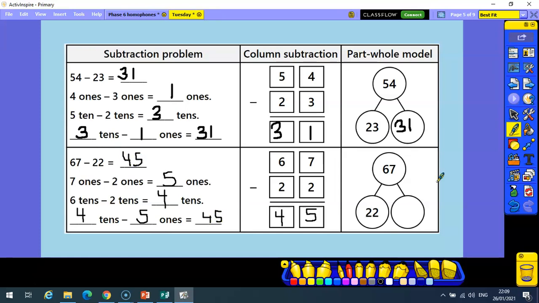And if I then went to fill in the part-whole model, I know in a subtraction the biggest number is the whole. It's what I start with. I take away 22 and I was left with 45. So it's just filling that in there. What I want you to do now is pause the video here, have a go at the first question on your worksheet and then come back to me, because we're going to have another practice just to check that we've understood, we know what we're doing.